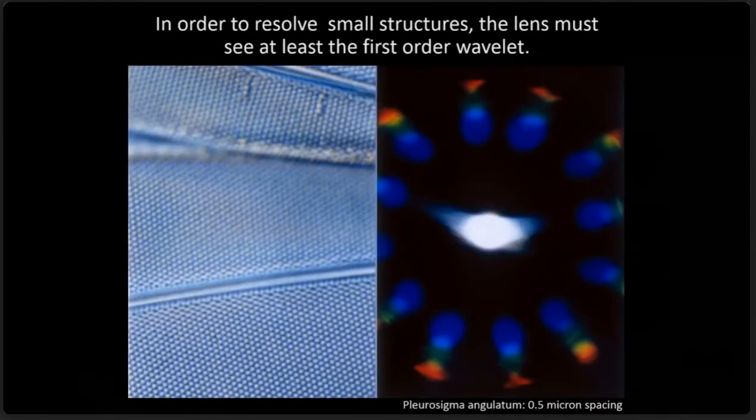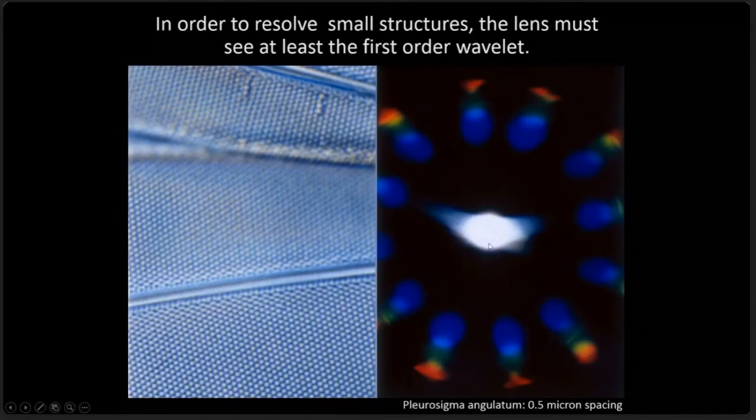So here's an object that is right at the limit of resolution with a light microscope. This is Pleurosigma angulatum. It's used to test how good your microscope is. If you have a really good microscope, it should look like this. And if you take the right side eyepiece out, you're going to see the zero order and then the first order. Now, these spacings are so small, you don't see the second order because it falls outside of the objective aperture.